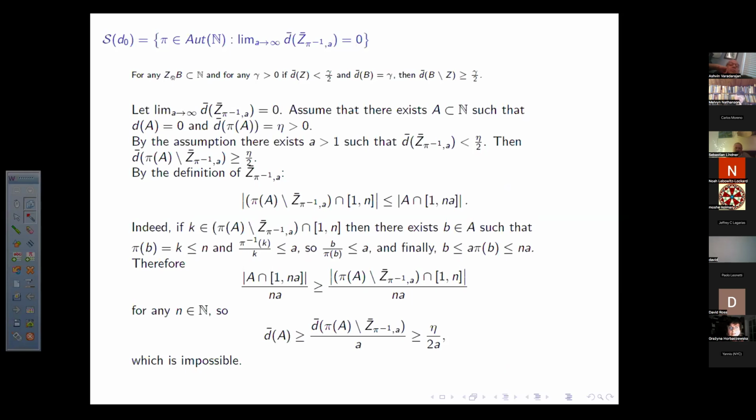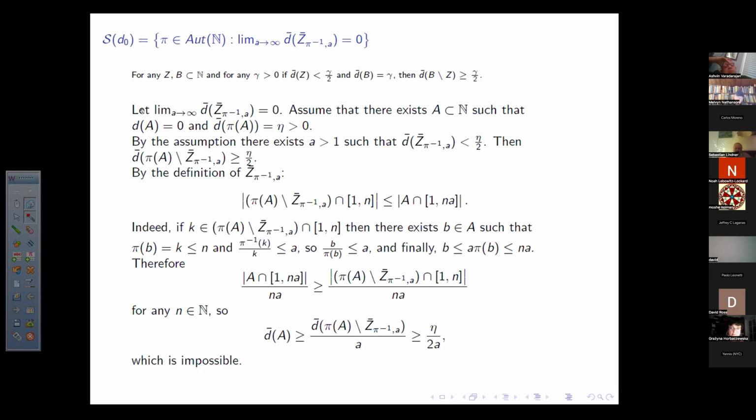When we consider subsets of natural numbers, and we know that the upper density of one set is smaller than gamma divided by 2, then when we subtract this set from the set having the upper density equal to gamma, we receive a set with the upper density greater or equal to a half of gamma. So that's an obvious property. And now we'd like to show this equality.